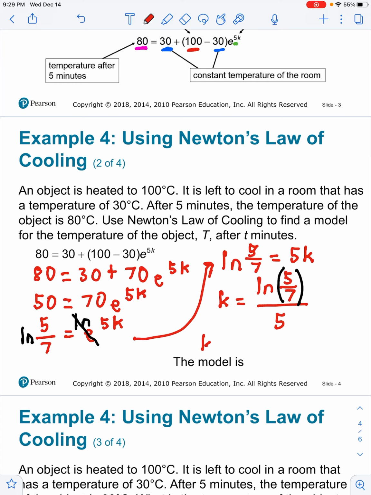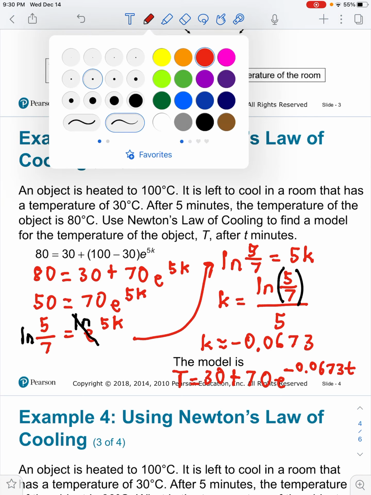And so k ends up equaling about negative 0.0673. You should test that in your calculator to make sure you're getting the same outcome, but that's the value of k, which means now when I go back to plug into my model, and I'm going to write this below, it is going to be T equals 30 plus 70 times e raised to the negative 0.0673t.